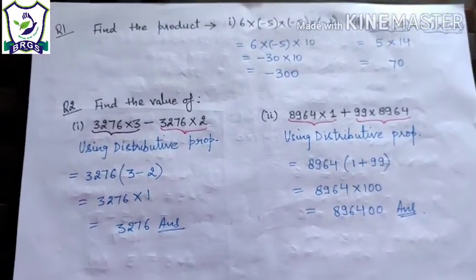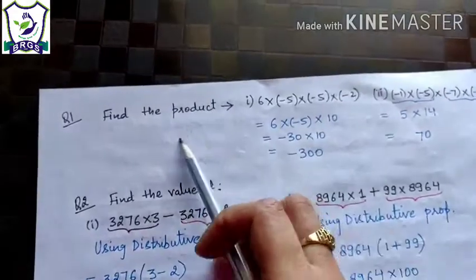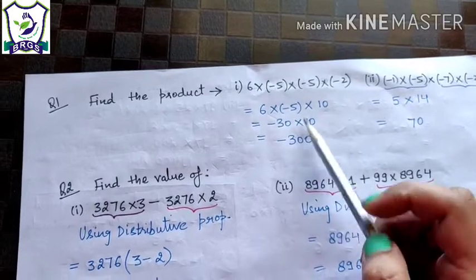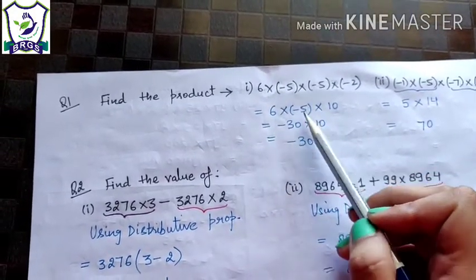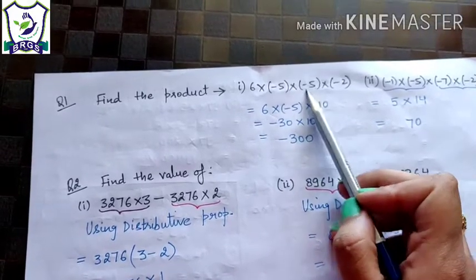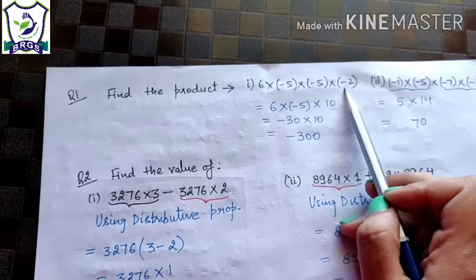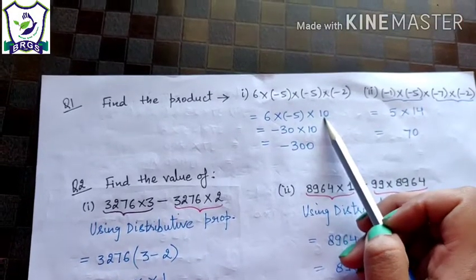Now, there are some questions to discuss. First one is find the product. It is 6 into minus 5 into minus 5 into 2. Right? Now, 6 multiplied by minus 5. Now here minus 5 into minus 2. Product of two negative numbers is positive. We have read. So it will be positive and 5 into 2 is 10.